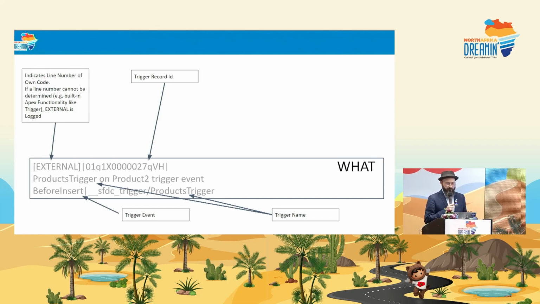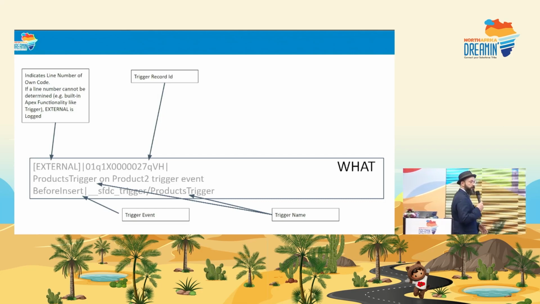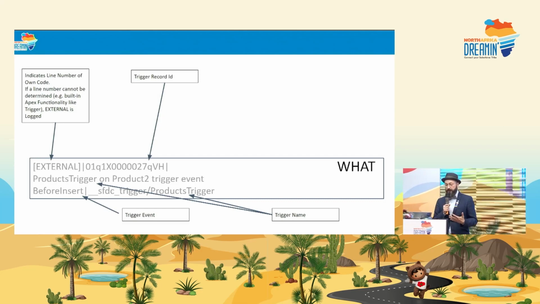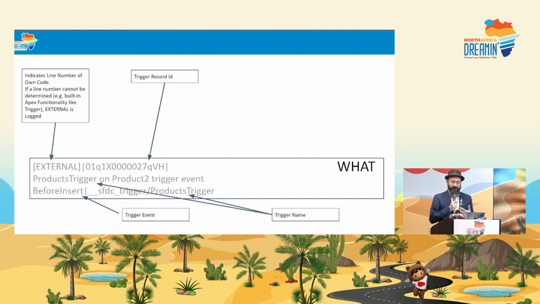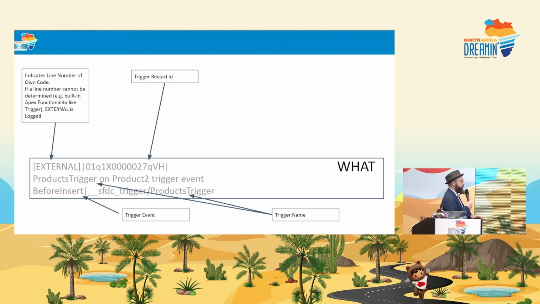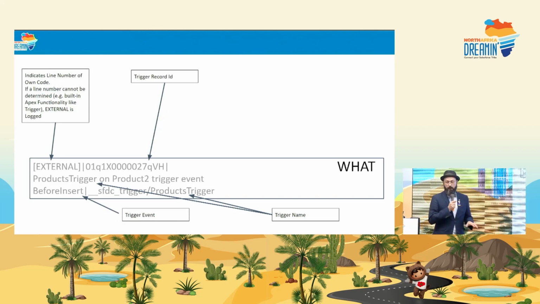That is documented behavior. The next thing for this particular log line is the trigger record ID, because as you might know, Apex triggers also are objects, hence have a record trigger ID. And then you see the trigger name, and you also can see the trigger event, like before insert. That constitutes the what part of the log.